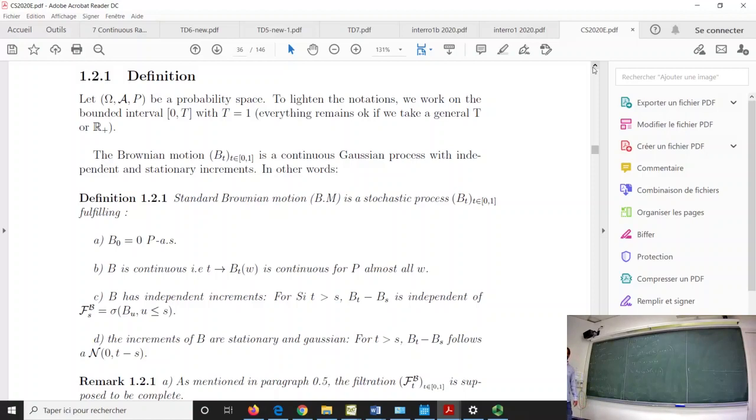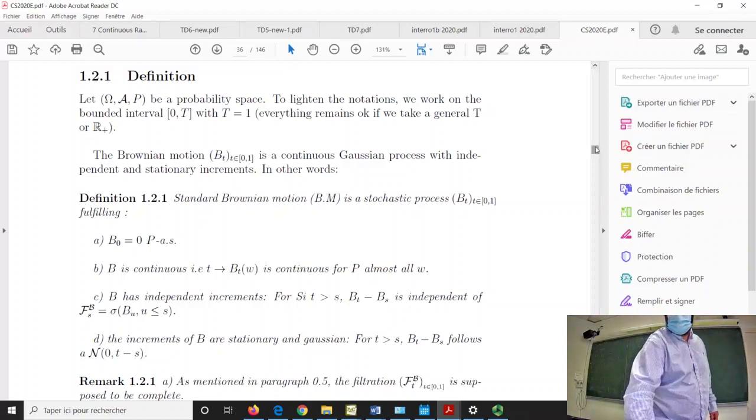Okay? So, if you fulfill these 4 points, you are a Brownian motion. Okay? So if I ask you to check that someone is a Brownian motion, you have to check these 4 points in the definition.